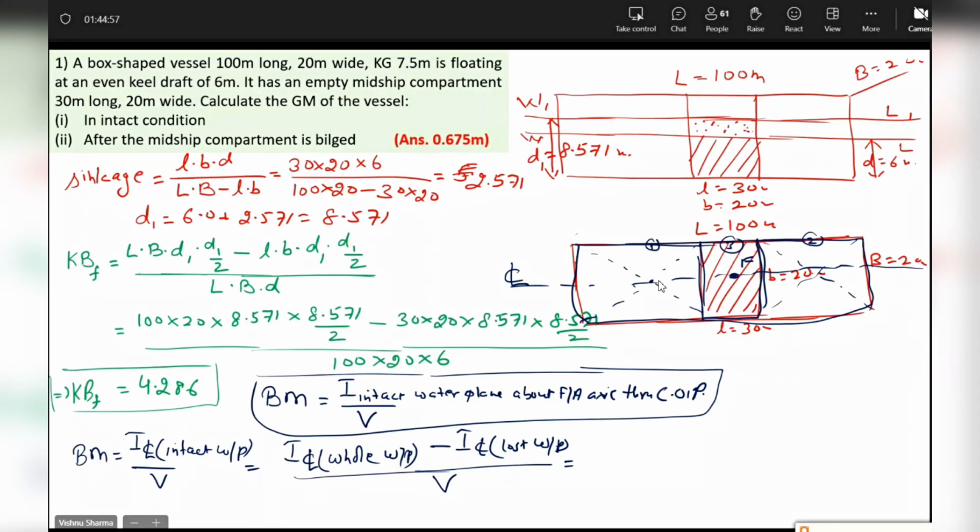Look at the diagram. In the notational form, tell me what will be the moment of inertia, ICL, of the whole water plane. The capital L, capital B cube by 12. LB cube by 12, okay. What will be the ICL of the lost water plane? Small l into small b cube by 12. Guys, what is the volume of displacement of the vessel?